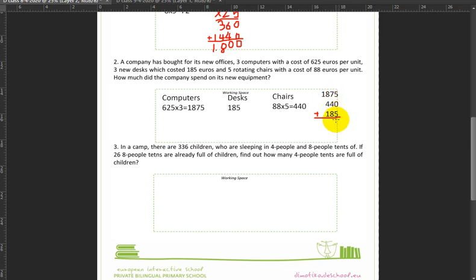5 and 0 and 5 makes 10, so I'm going to write 0 and I'm going to carry 1. 1 and 7 and 4 and 8 makes 20. Let's check that again. 8 and 8 makes 16 plus 4. Yep, makes 20. So I write 0, I carry 2. 2 and 8 makes 10, and 4 and 1 makes 15. So I write 5, carry 1. 1 and 1 makes 2. So that comes up to a total cost of 2,500 euros, a nice even number.